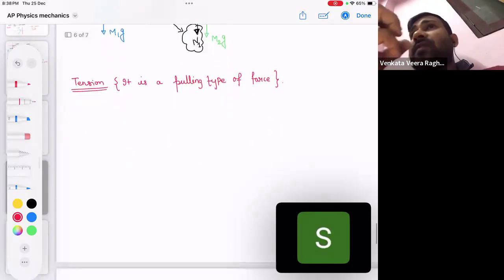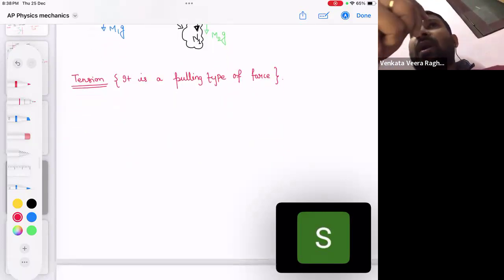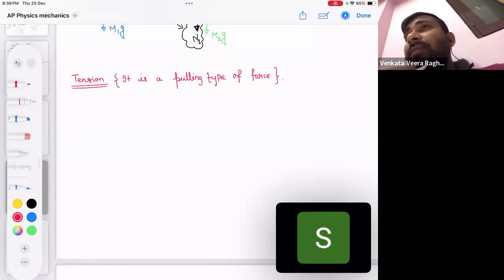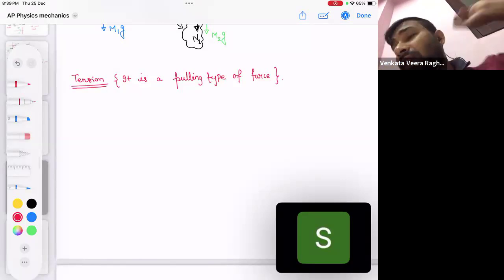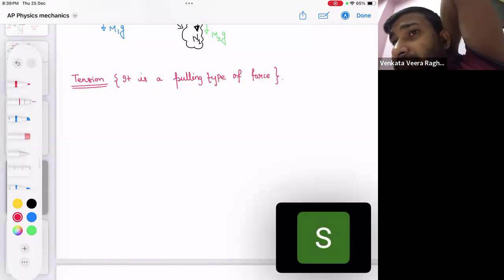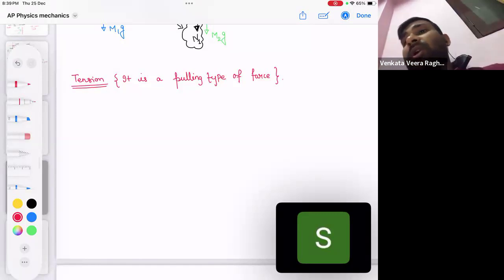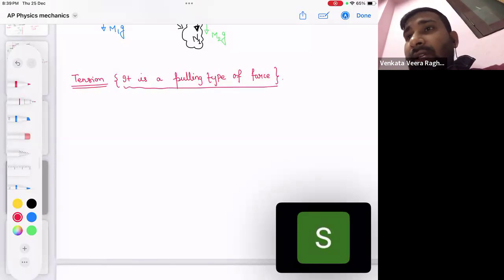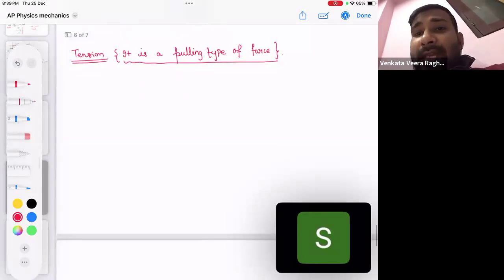It means if you connect any object with a string and then you apply force on the string, you will always be pulling the body, isn't it? So the tension force always does what? The tension force always pulls the body. It can never push the body. Understood? So it is always what type of force? It is a pulling type of force.